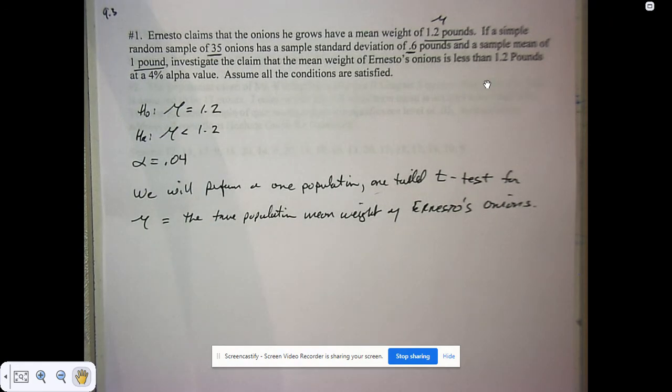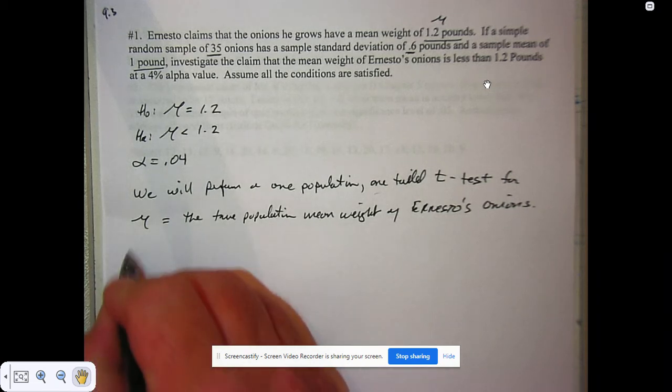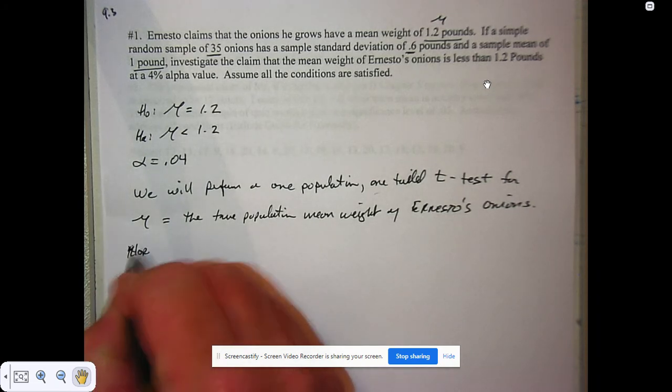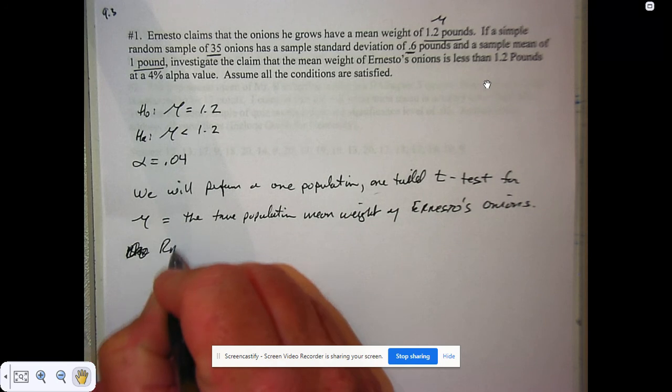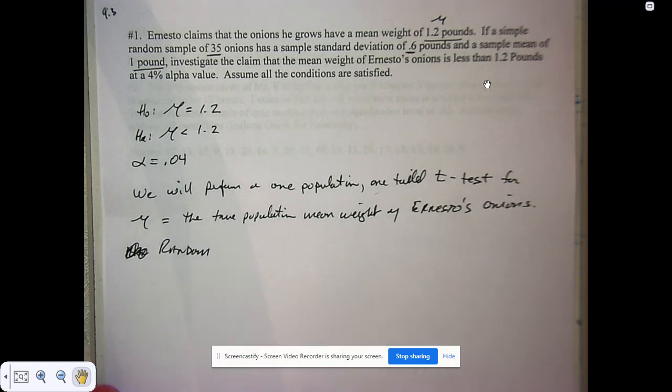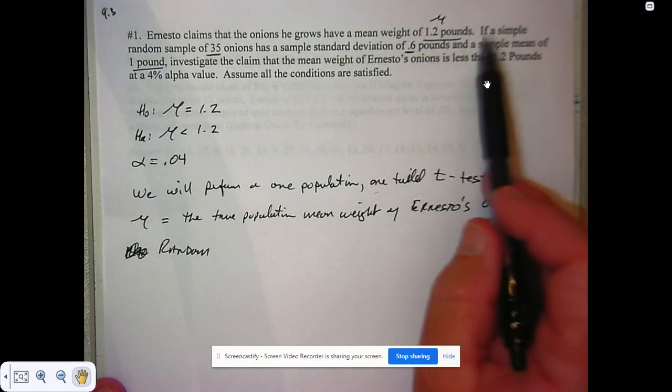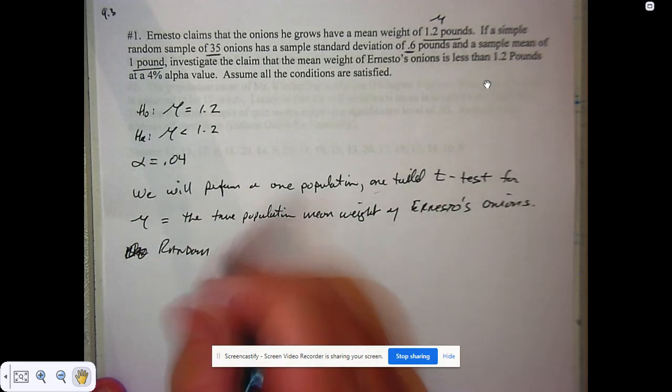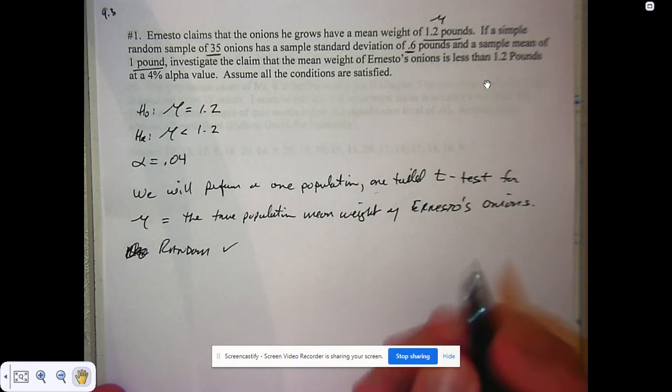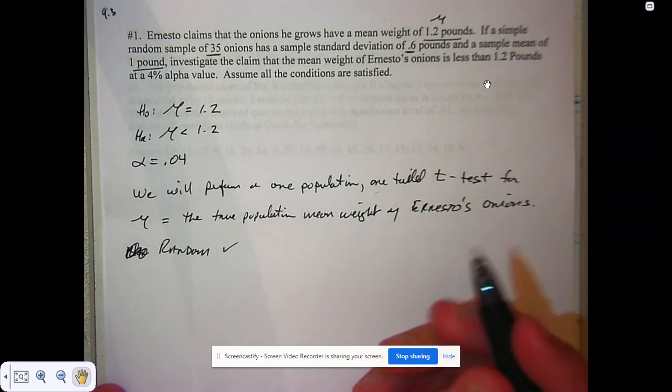So now we would go on to our conditions. Sorry, let's go with random. And I'm not going to do the full one here. I'm just going to basically do a check off in the interest of saving some time since we already know how to do this. Was it a simple random sample? It's a simple random sample of 35 onions, yes, which means we'll be able to generalize to the entire population of Ernesto's onions.